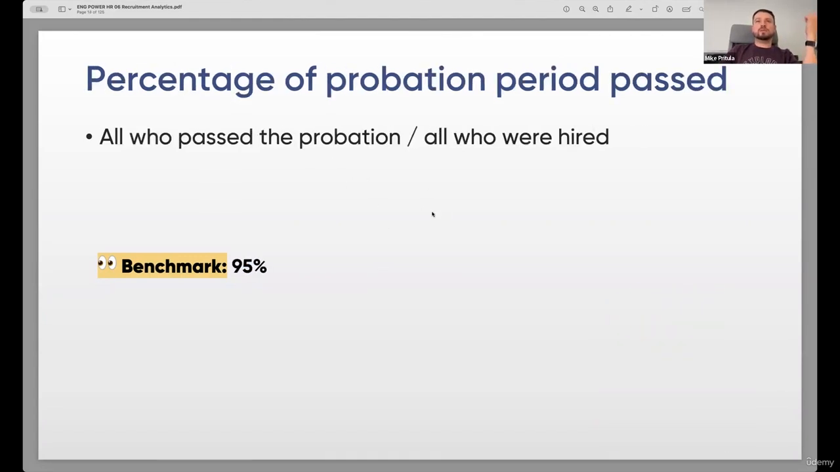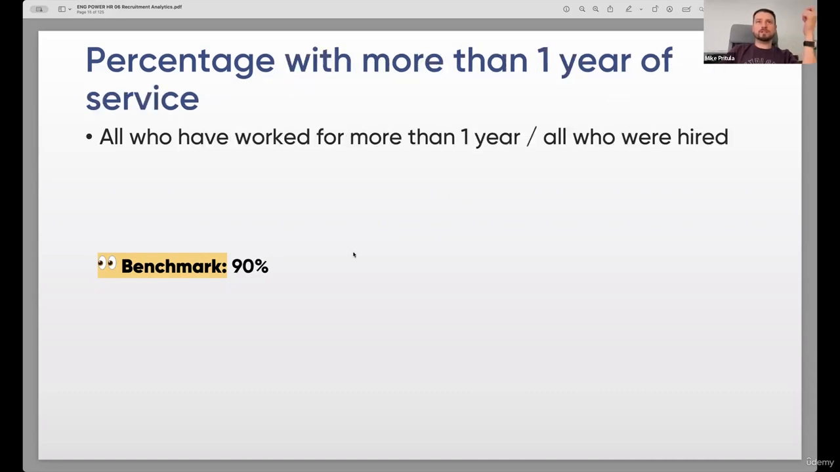Then percentage of probation period passed. So we calculate how many people pass the probation period, and the benchmark here is 95%. Then we have percentage with more than 1 year of service. And here we target 90%. So we don't lose more than 10% of our candidates becoming employees in the first year.